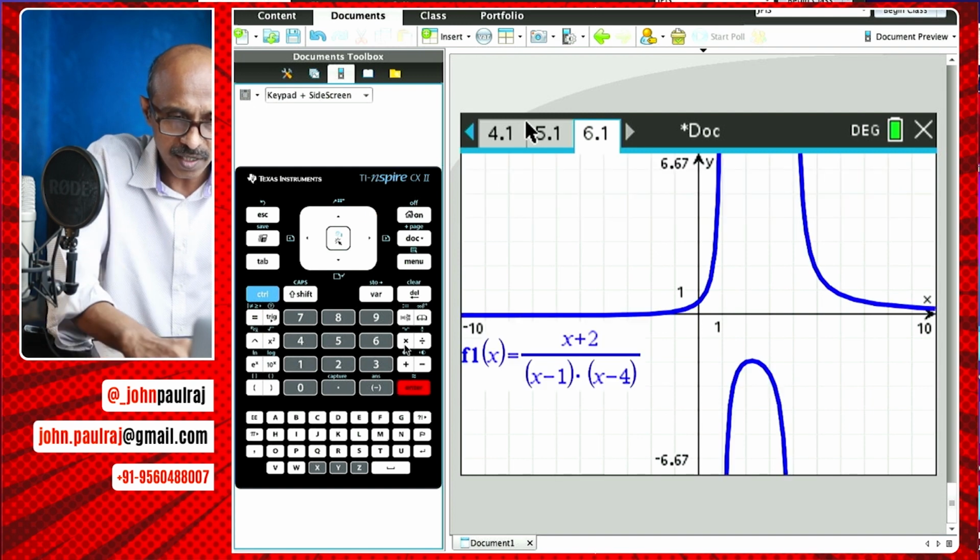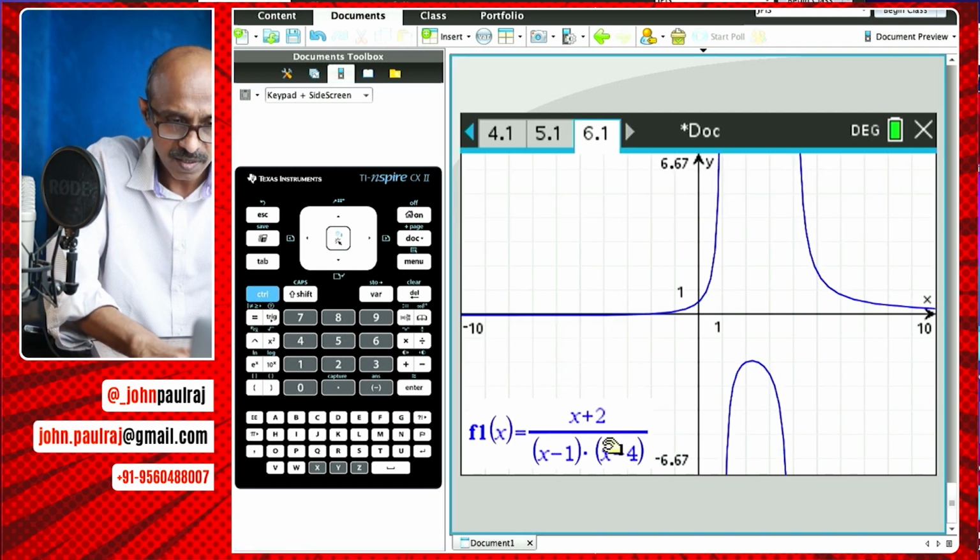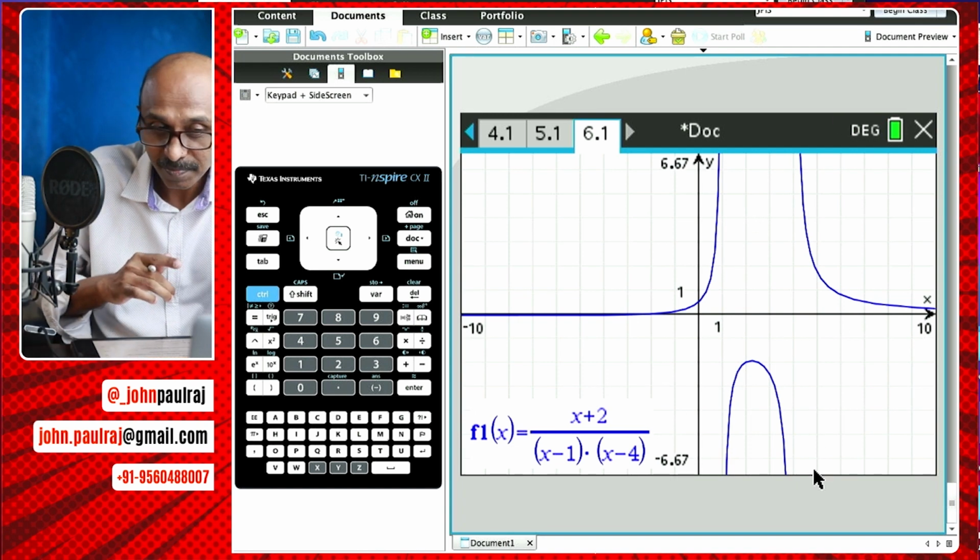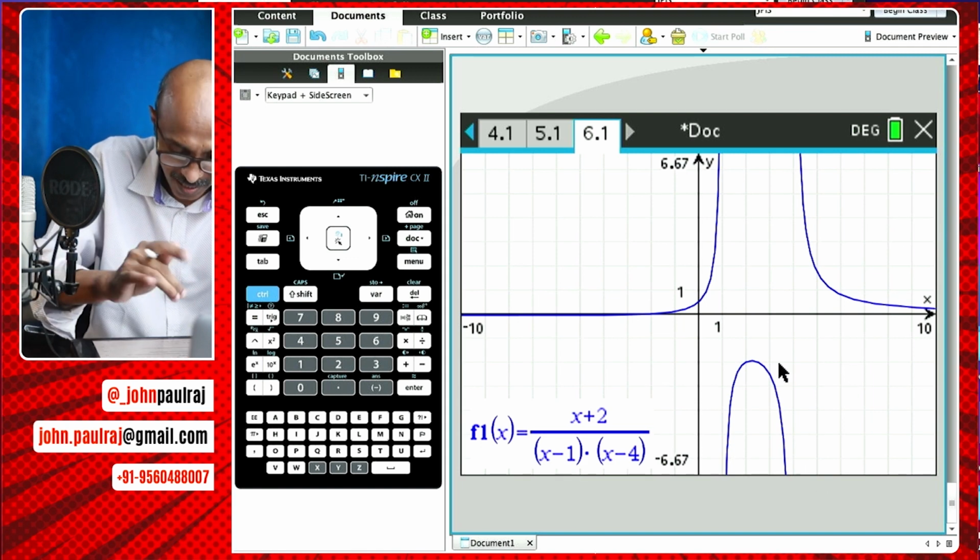And just like that, when you hit enter, you got the graph. There you go. Can you see this? Wonderful graph. And you can clearly see there are 2 vertical asymptotes. They asked the question about 3, remember? The third one is a horizontal one here. We'll come to that in a minute.